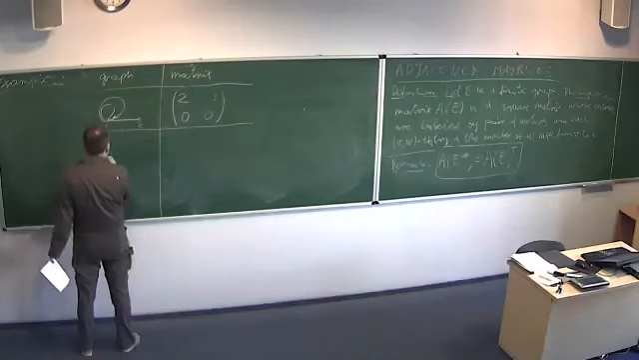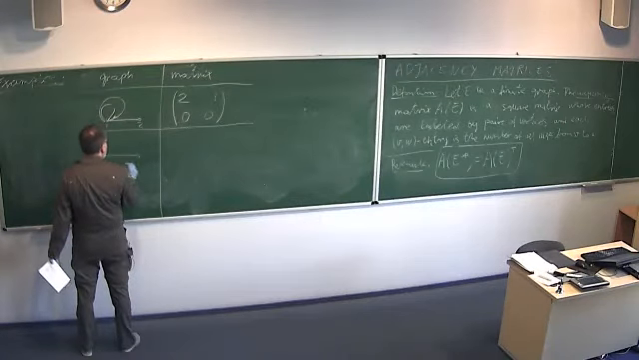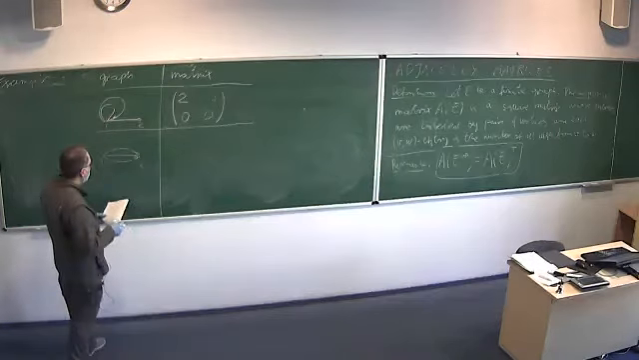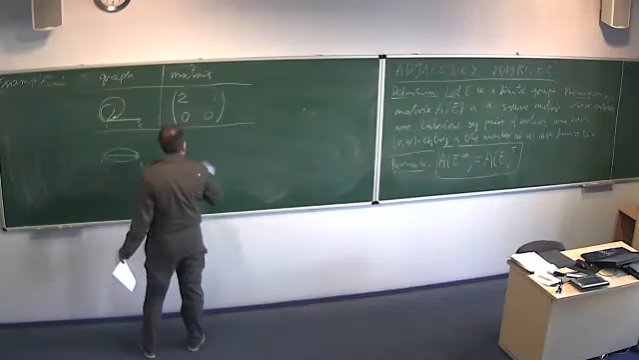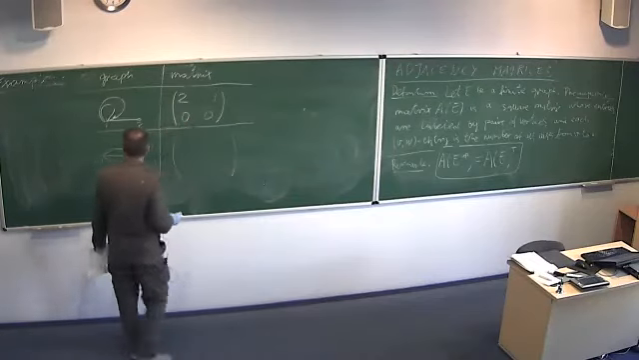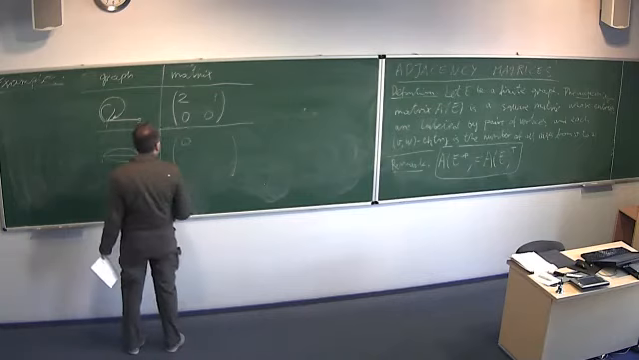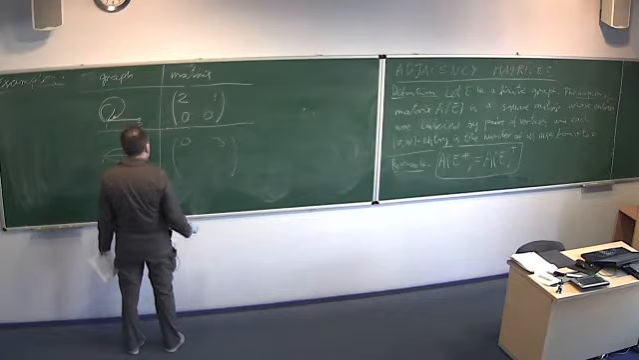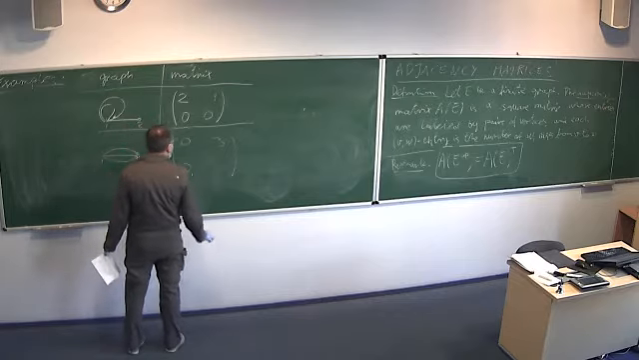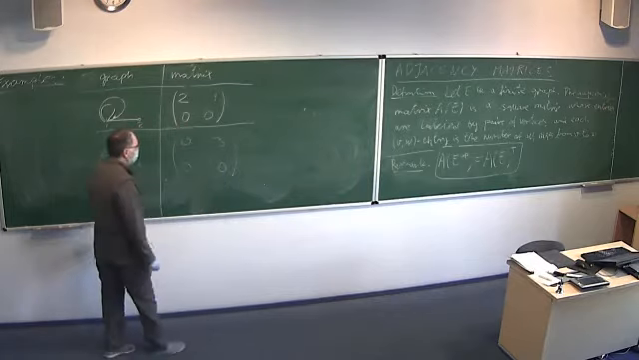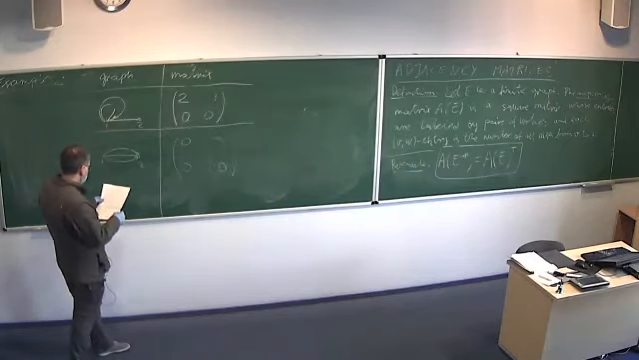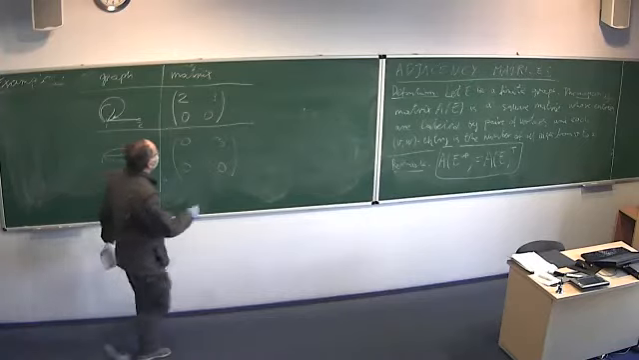Now let me take such a graph. Again, 1 and 2, but now I put 3 edges like this. Well, I have 0 edges from 1 to 1. I have 3 edges from 1 to 2. I have 0 edges from 2 to 1, and I have 0 edges from 2 to 2. Okay, so this is a very simple matrix again. I have 2 more examples, so let me continue here.